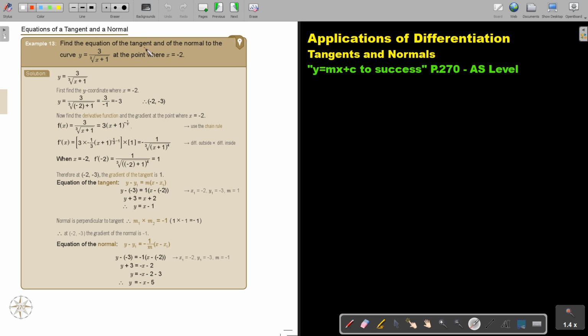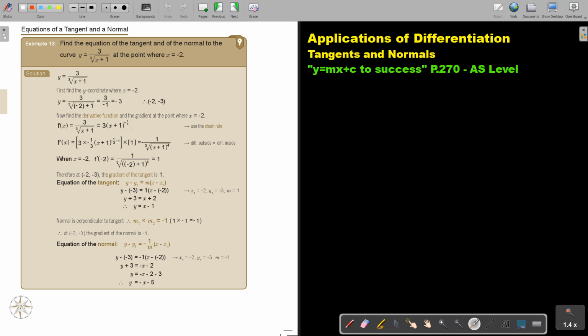Find the equation of the tangent and of the normal to the curve. The function is just a little bit more complicated, at the point where x is -2. Now, if it's more complicated, then we will always go for the chain rule. But before that, let's just find the y coordinate. We have the x coordinate, but we must still find the y coordinate.